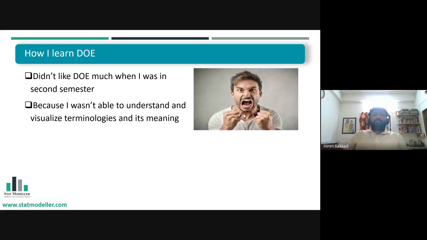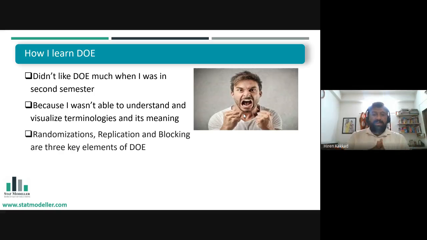Okay. I was literally irritated at that time because I was not able to understand the terminology and its meaning. Like there are three basic key elements, you can say: randomization, replication, and blocking. These are the key elements of DOE, but I was not able to understand all these things. At that time, all seemed to be messy and confusing, and I was literally irritated.